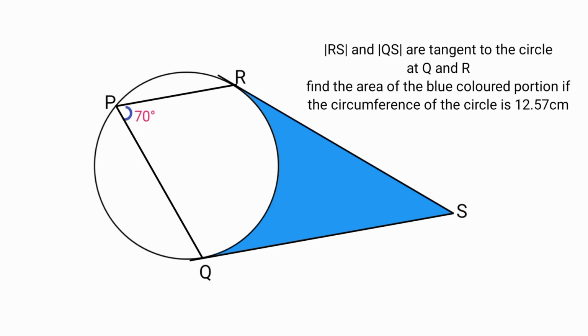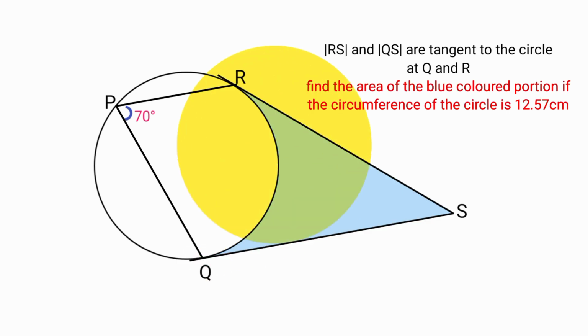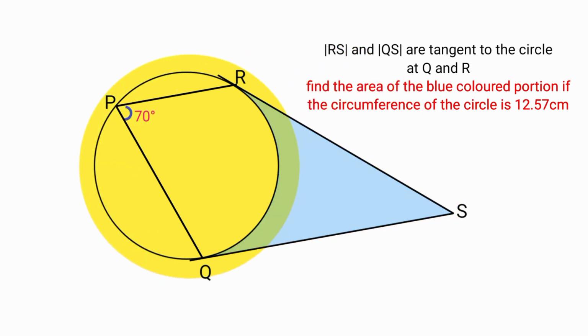Hello, good day, guys. Today we have this question here. They say this line RS and this line QS are tangent to the circle at this point Q and R. Find the area of this portion here in blue if the circumference of the circle is 12.57 centimeters.